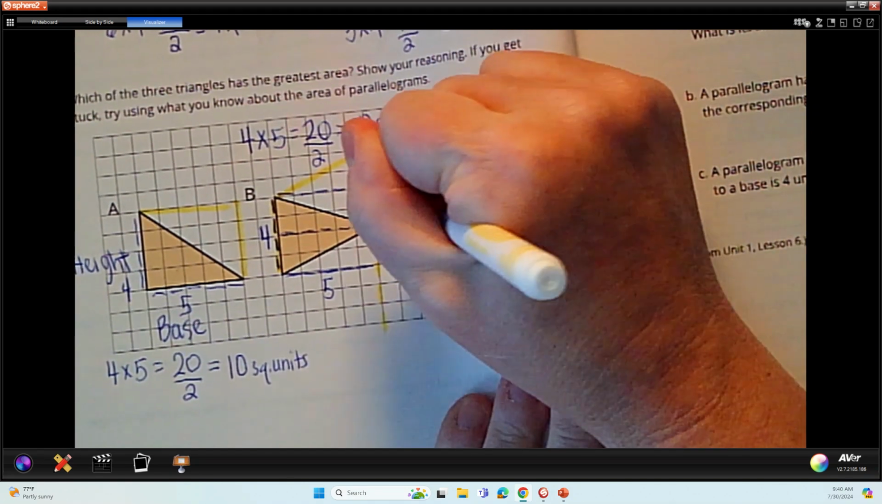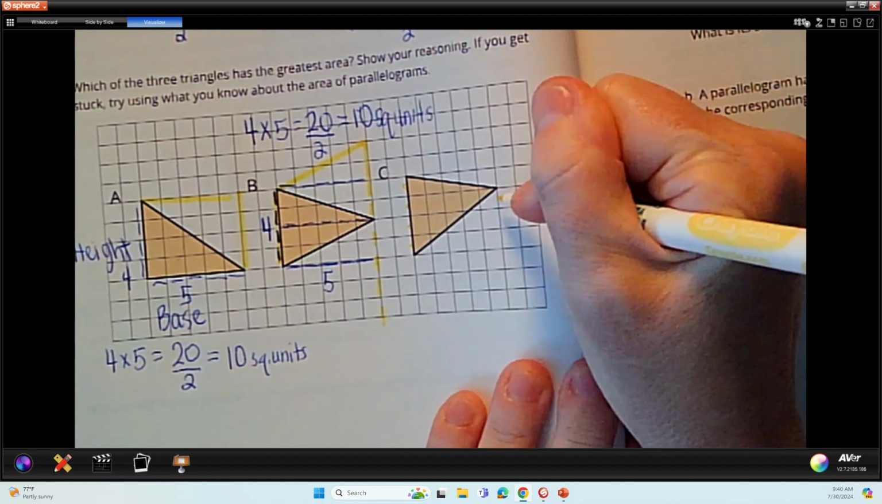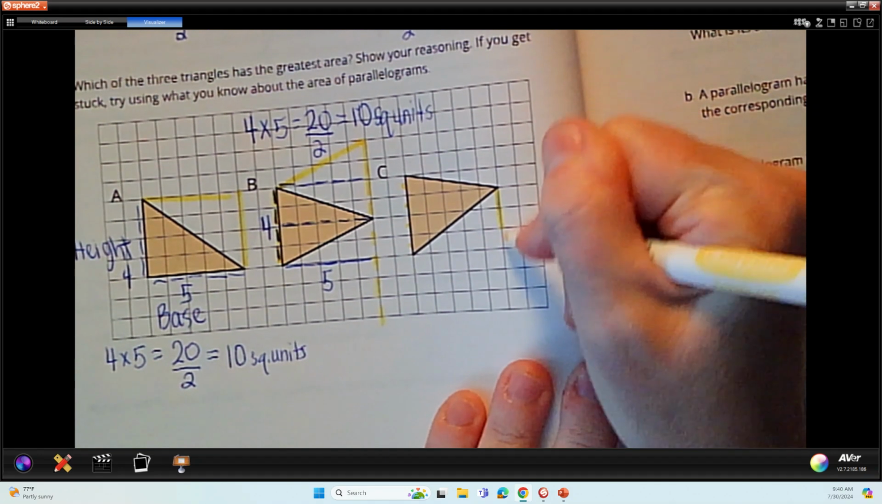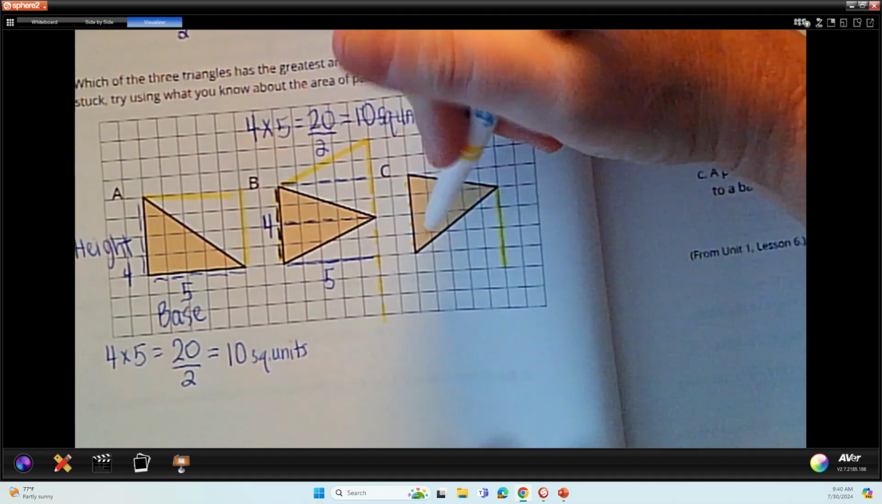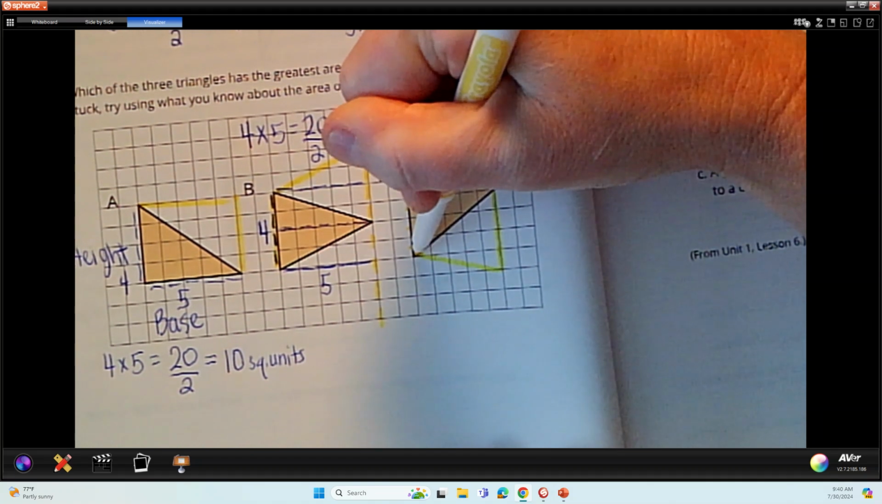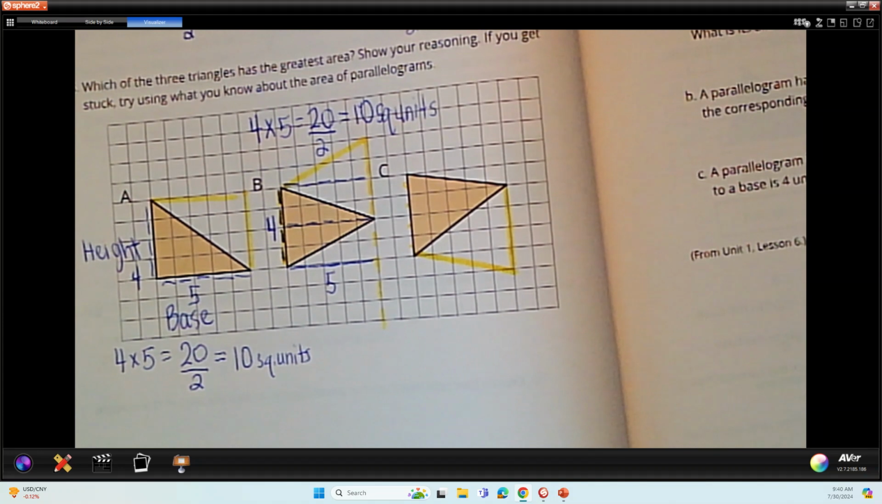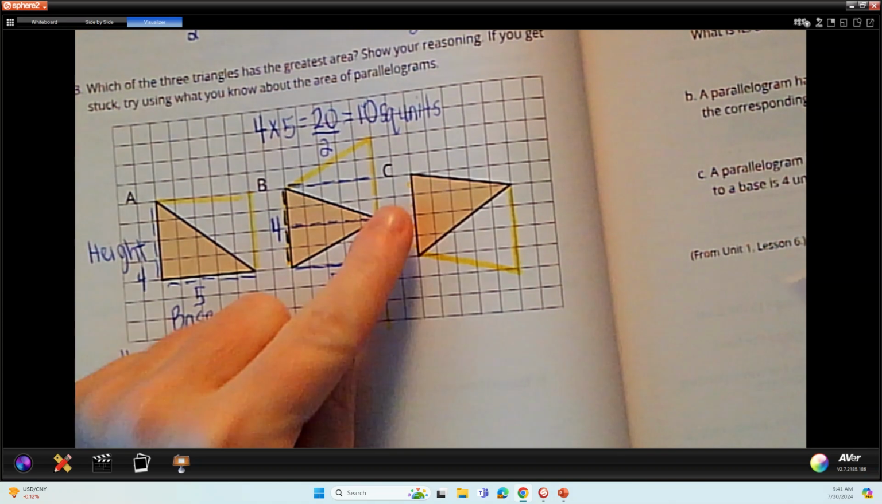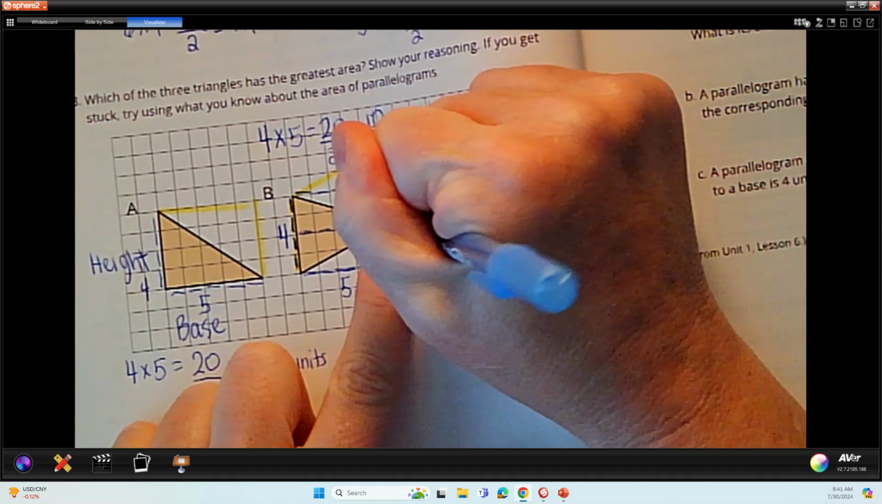1, 2, 3, 4. So we know that base is 4. So this side also has to have 4. 1, 2, 3, 4. And then we're going to connect these two. Okay, see that? There it is. All right, so we know the base is 1, 2, 3, 4.